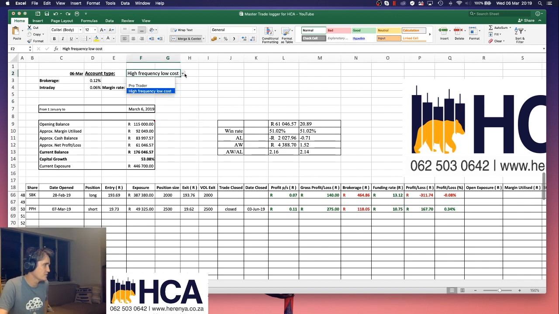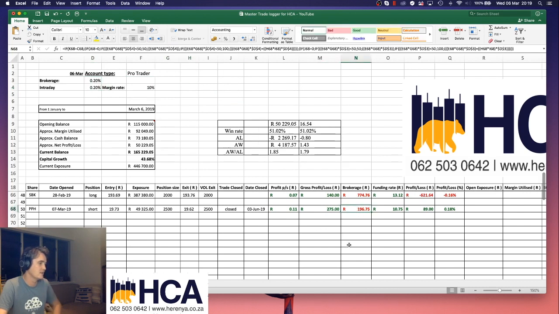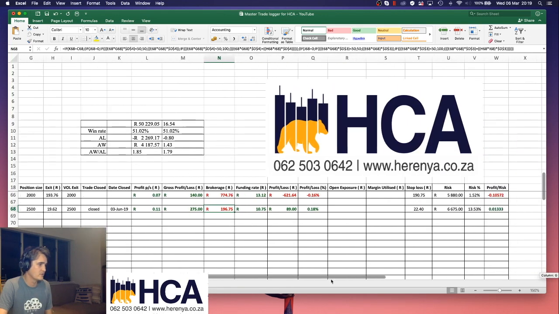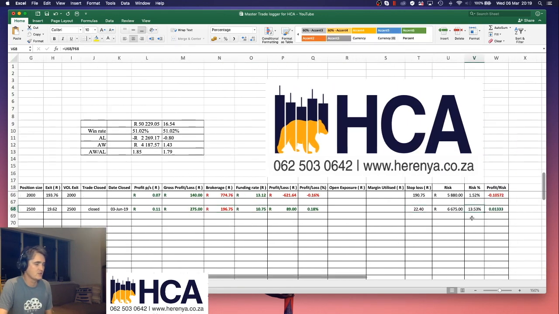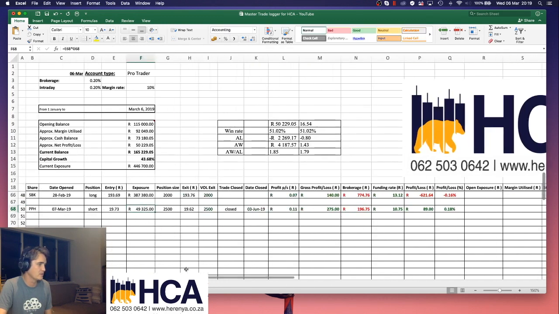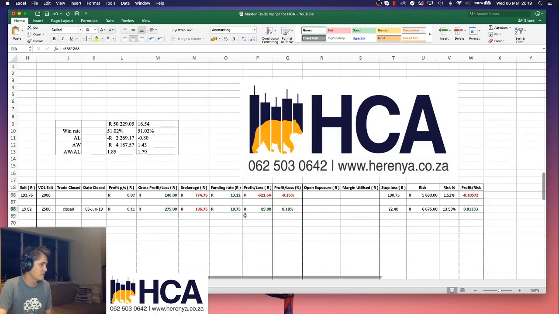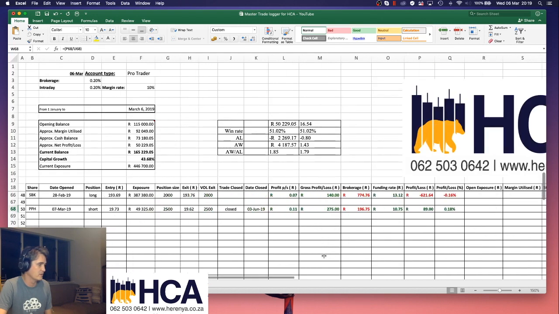But you can see here, most people are going to be on this fee structure, which is 20 basis points, and then you can see there's your brokerage that you're going to be paying. And it sort of works out a whole bunch of cool metrics for you. You put your stop loss in, it shows you this percentage risk, which is how much risk you are taking on the capital that you have, and then the profit that you're making divided by the risk. So that's quite a cool little metric to show you what it is going to do.